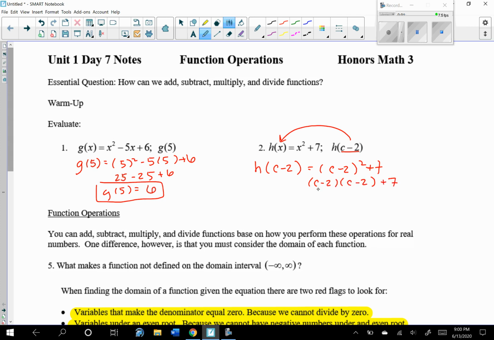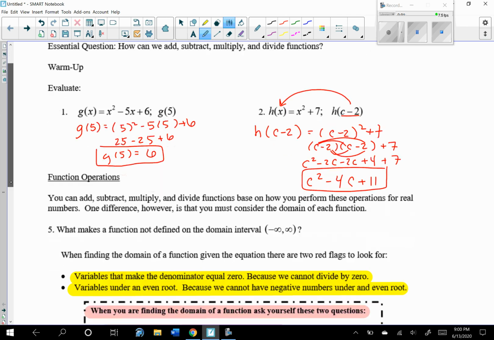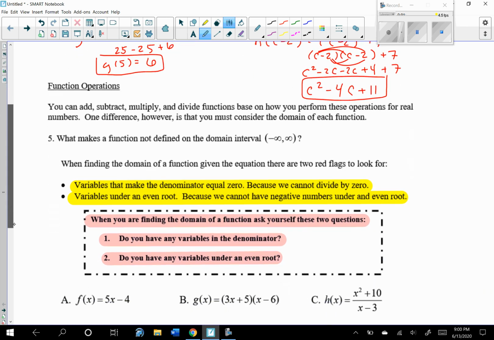So first, outside, inside, last. So c squared, and then the outside minus 2c, plus 4, because negative times negative is positive, plus 7. And then you're going to combine like terms, so c squared minus 4c plus 11. That's just review. But that's going to help us with the fact that we're doing function operations today.